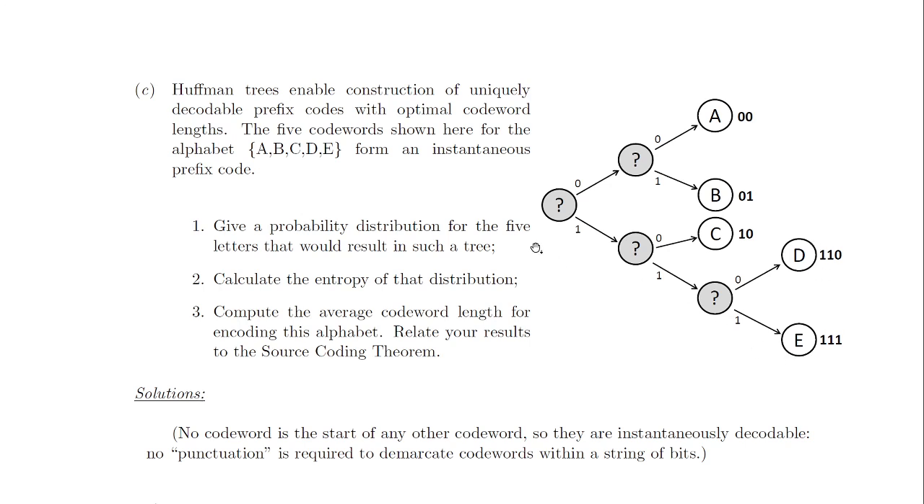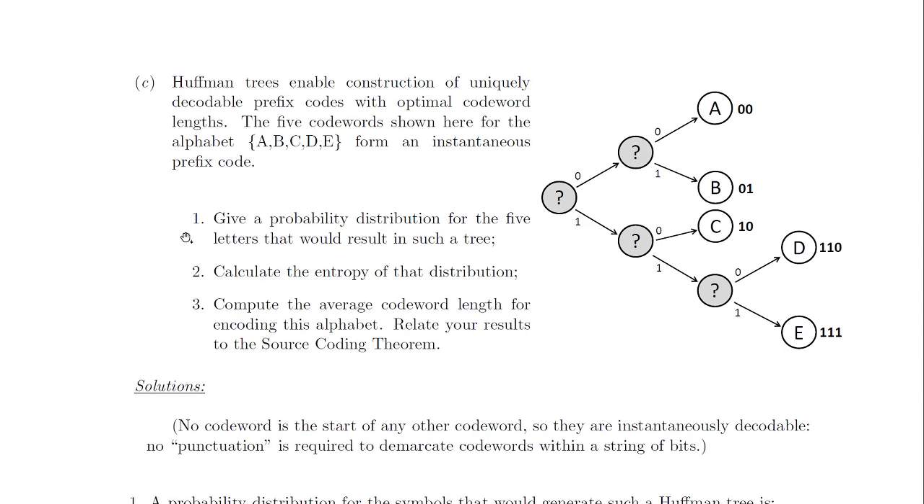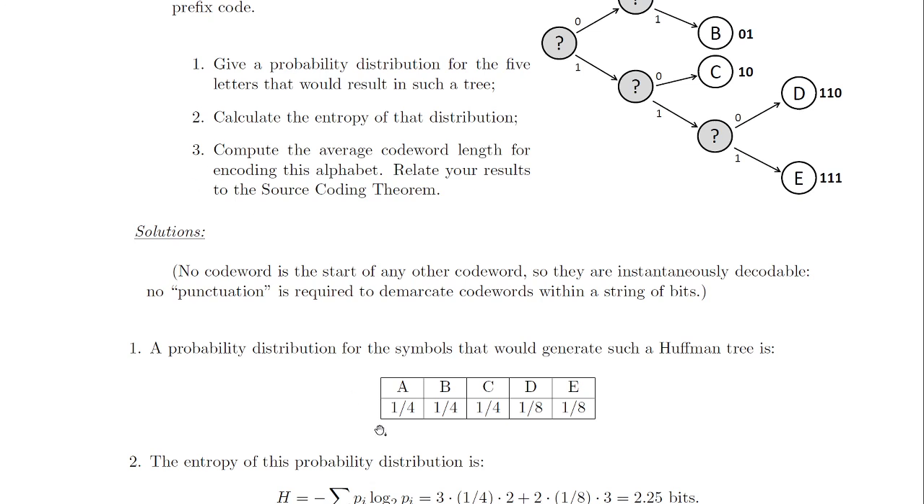And you can see how each of these virtual nodes is a branching point, and the branch is determined by the bits which end up being the bits of the code word. So 0 and 0 here become the code word for A, 0 and 1 become the code word for B, and so forth. So looking at just the code word lengths, you're asked to think in the reverse process. Give a probability distribution for the 5 letters that would result in such a tree. Well, in fact, I think it's the same as what I used in the slides, namely these probabilities: a quarter, a quarter, a quarter, an eighth, and an eighth.